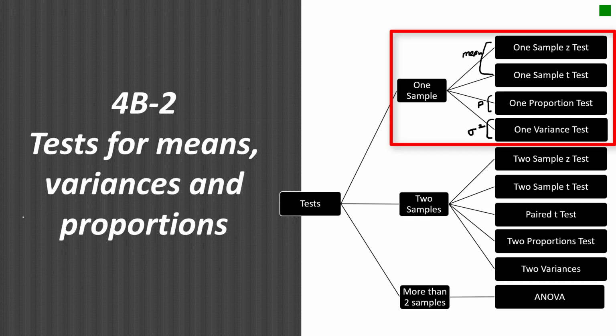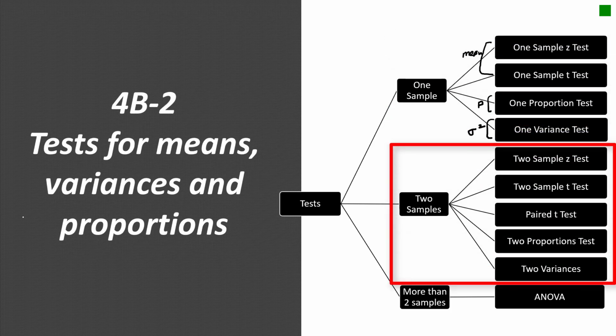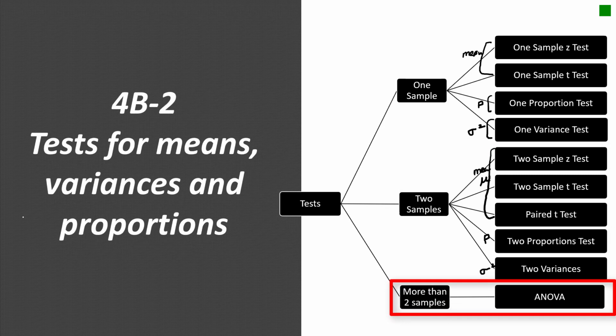Same thing is for 2 sample tests as well. In 2 sample tests, we have a number of tests which are related to mean, which are 2 sample Z test, 2 sample T test, paired T test. So these are the ones which are related to mean, or the mu. Then we have 2 proportions test which is related to proportions, and then we have 2 variances which is sigma square. And then when you have more than 2 samples, we have a test called ANOVA. This is related to mean of more than 2 samples.